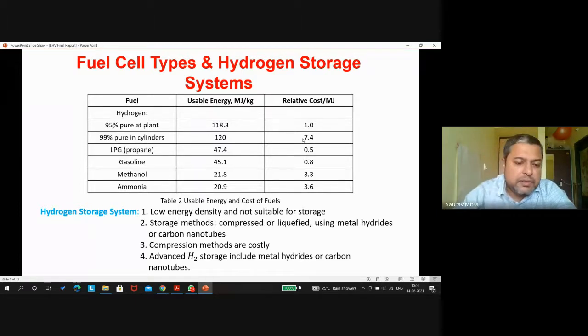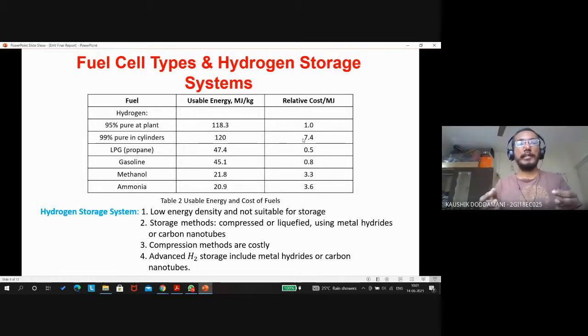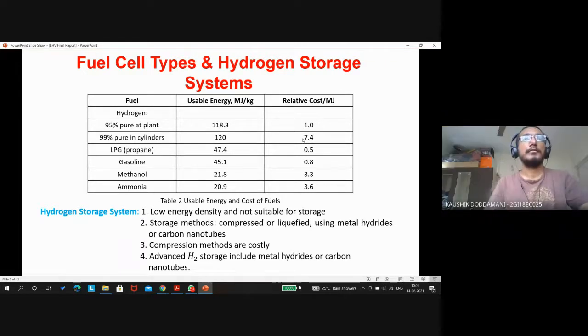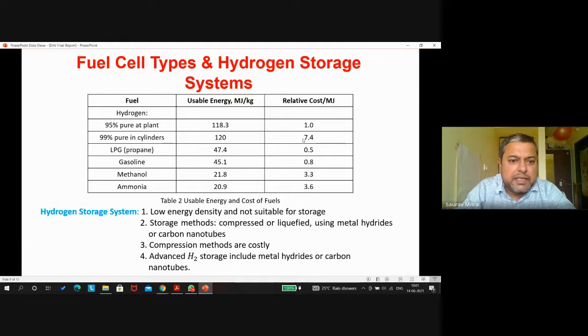Yes, sir. Whenever you are saying hydrogen, this is 95% pure in plant and 99% pure in cylinder. So they are all properties of hydrogen, right? Yes, sir. It's correct. It is understood. So what you do is, the first three rows in the first column, you merge. Is it understandable? Yes, sir. Whenever you are submitting it, the first two columns at least you should merge. So hydrogen 95% pure at plant should give you usable energy of 118.3 and relative cost as 1.